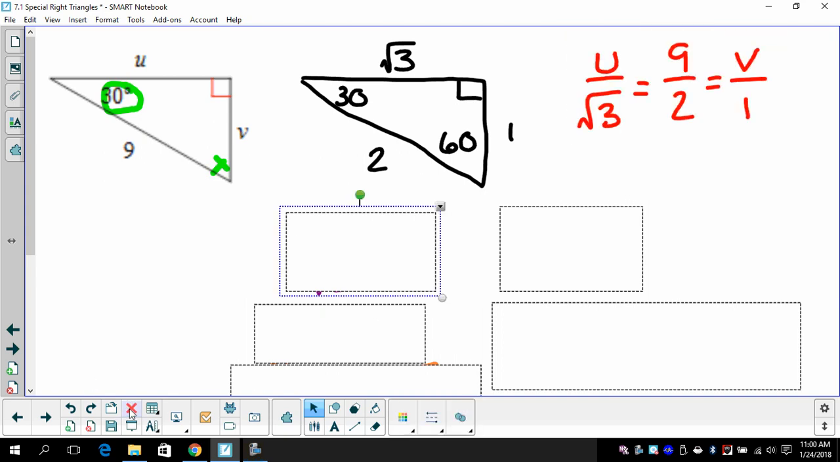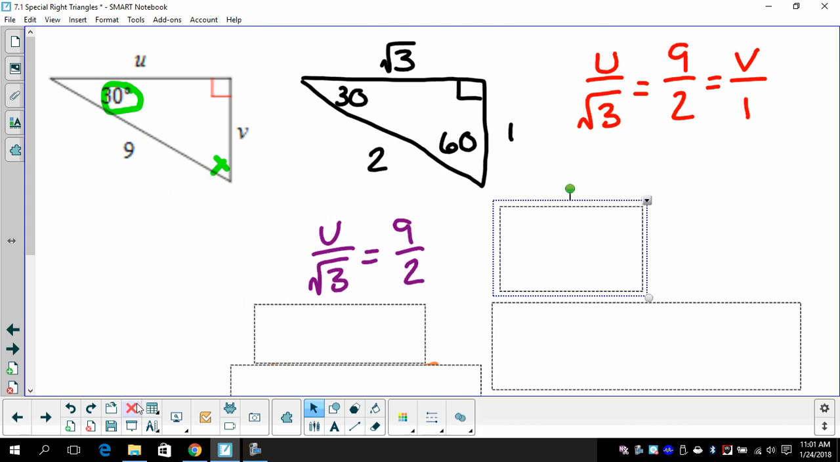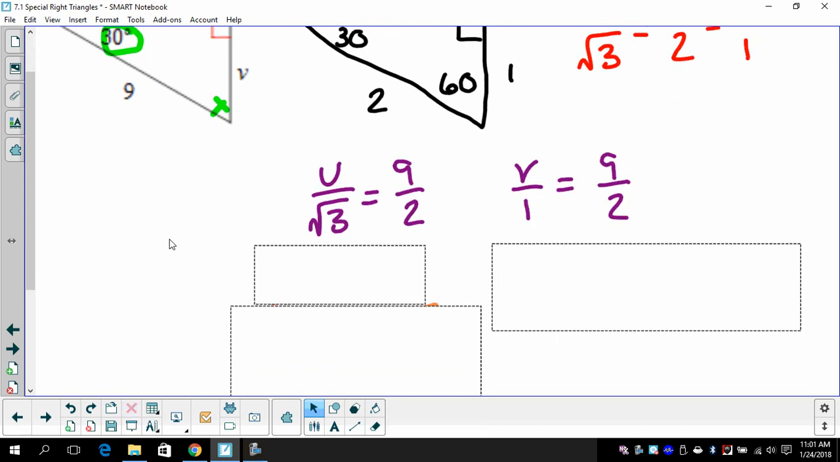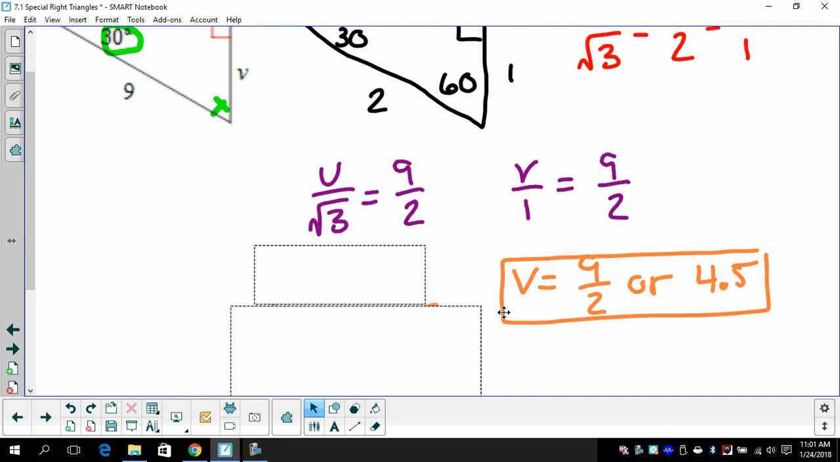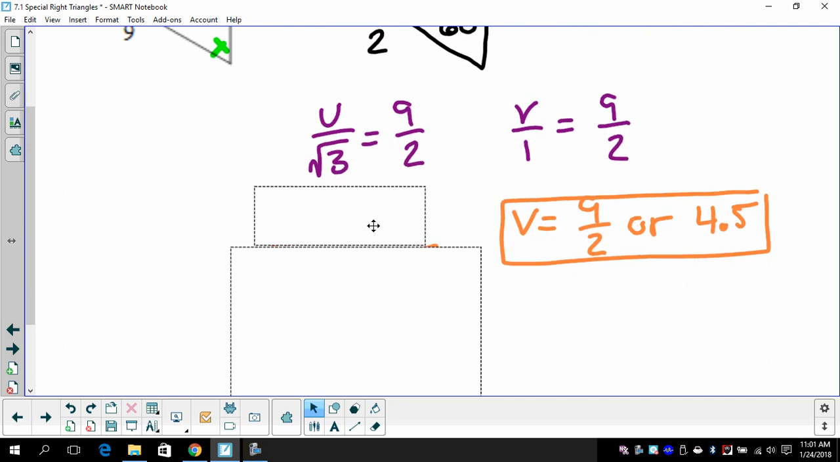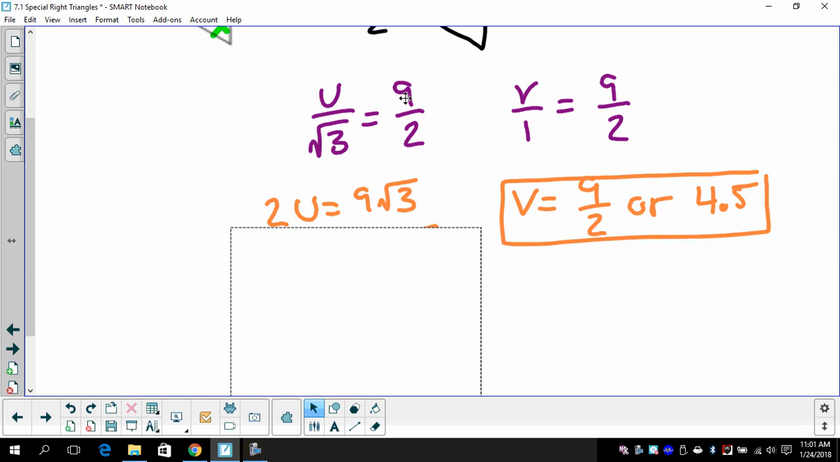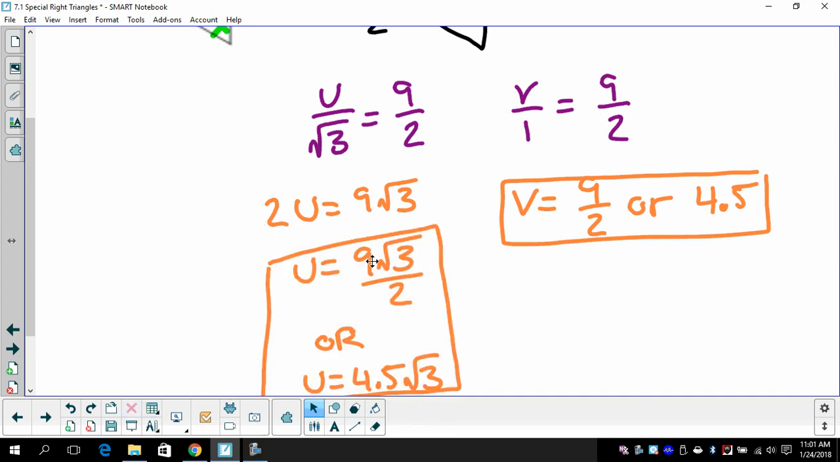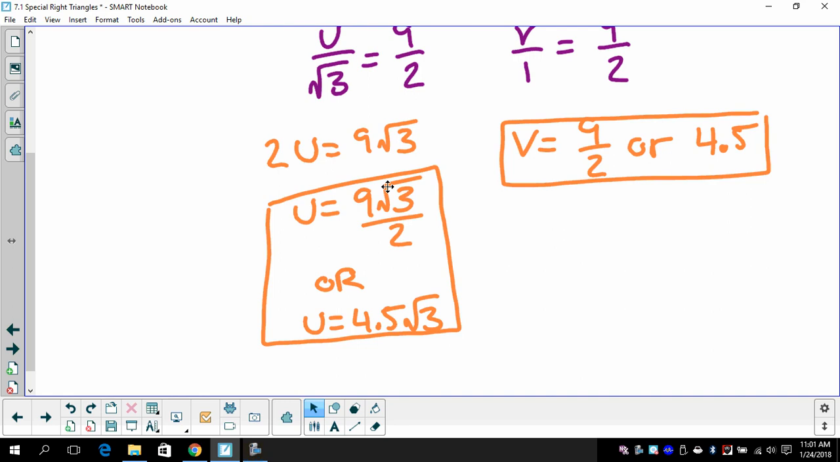Set up two proportions, one for u, one for v. V is nice and easy because we can just get rid of the divided by 1 and say that v is equal to 9 over 2 or 4.5. Here I'll cross multiply 2 times u, root 3 times 9. Then divide by 2. And you can leave your answer like this, even though it looks kind of complicated, or you can tell me it's 4.5 root 3.